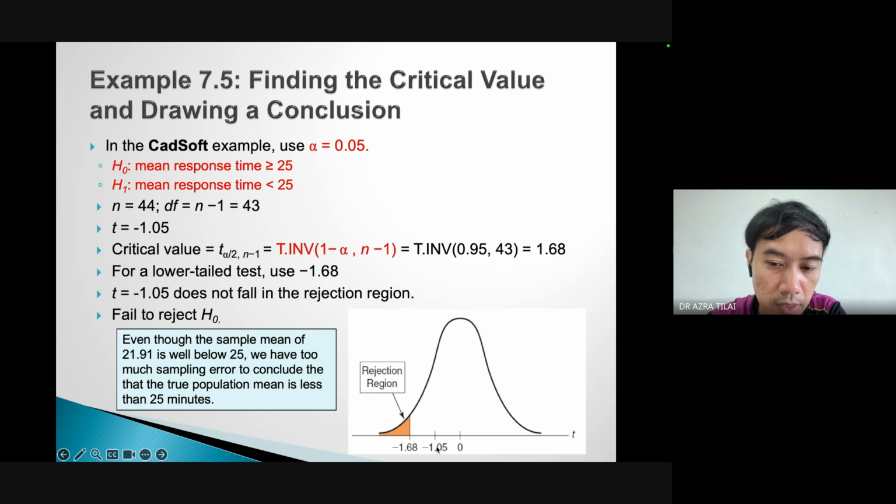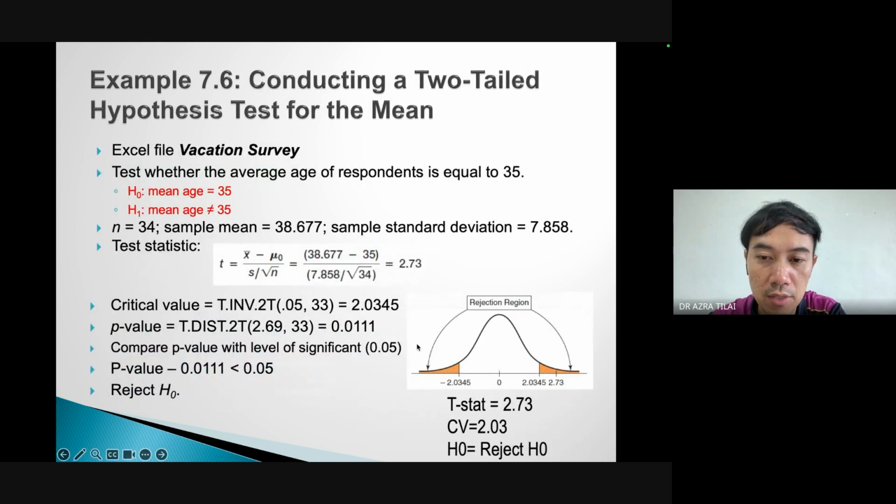When you do the calculation, negative 1.05 is not within the rejection region, so you fail to reject. That means the existing theory, the existing statement that the mean response time is more than or equal to 25, is true. Okay, so that is what it means. All right, and then of course you have this kind of rejection region.